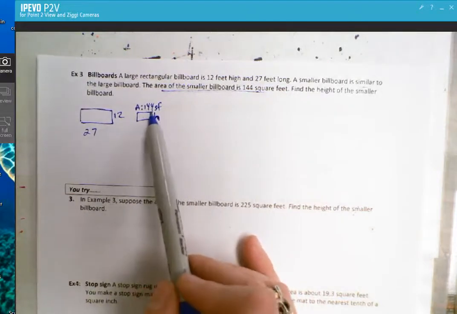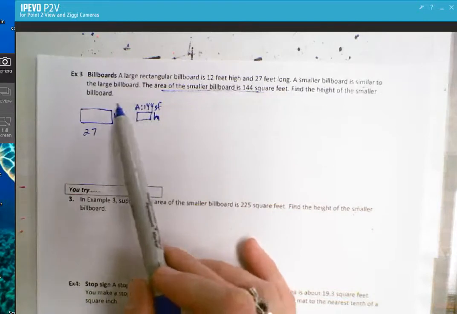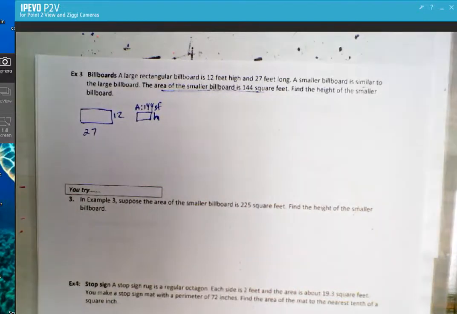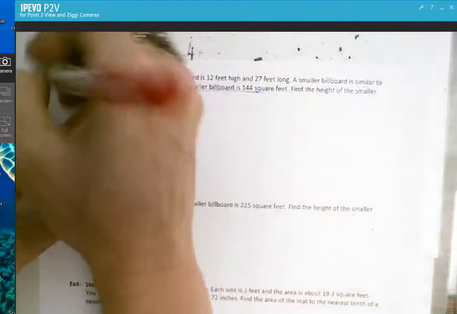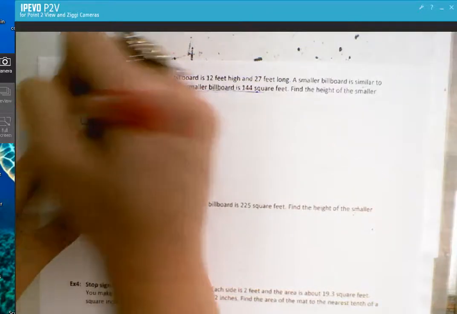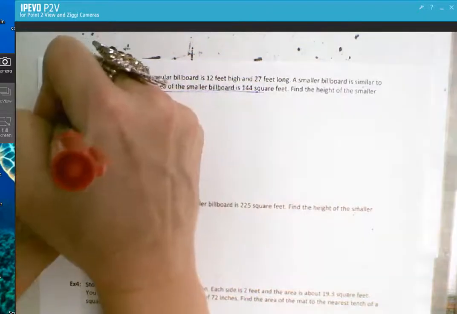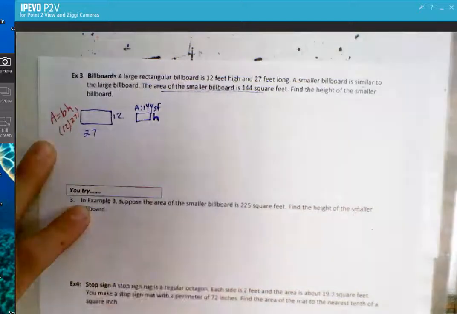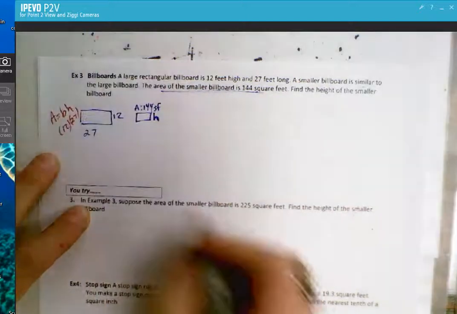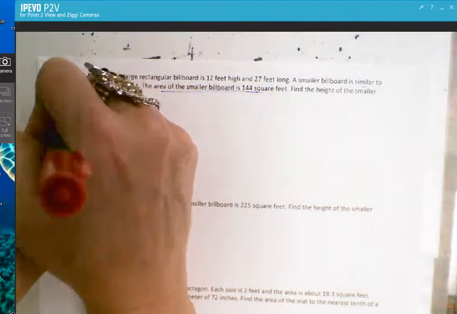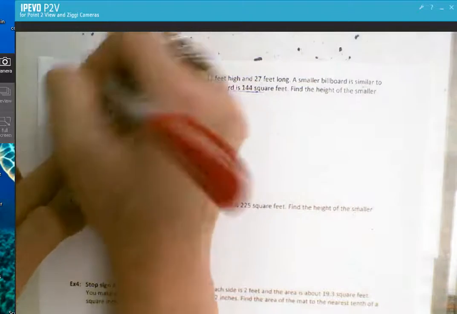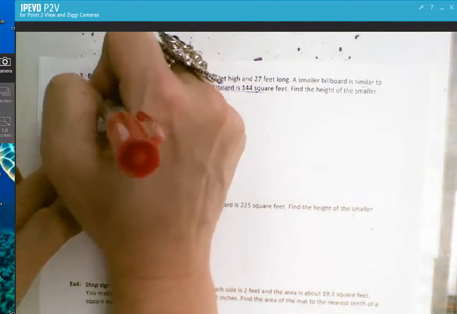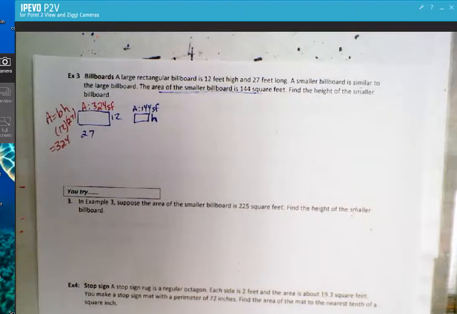But I know the area of the smaller billboard, and I can find the area of the larger billboard using our area formula. It's a rectangle, so I know area equals base times height, which means I have 12 times 27. So I know that the area is 324. So the area of this larger billboard is 324 square feet. Now I can set up a ratio.